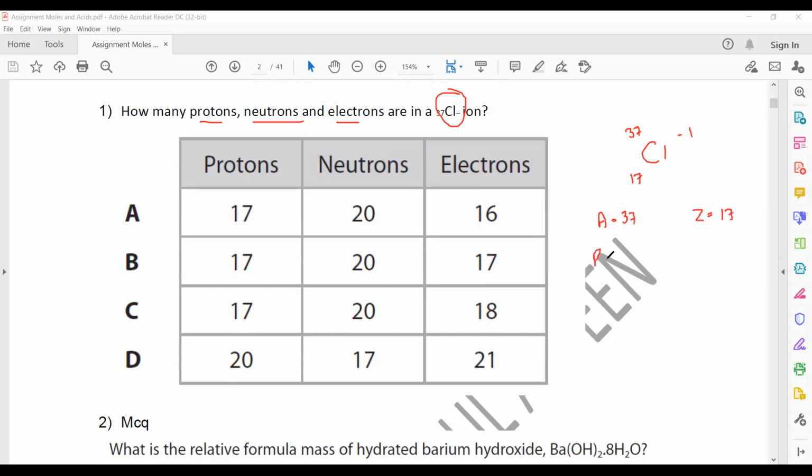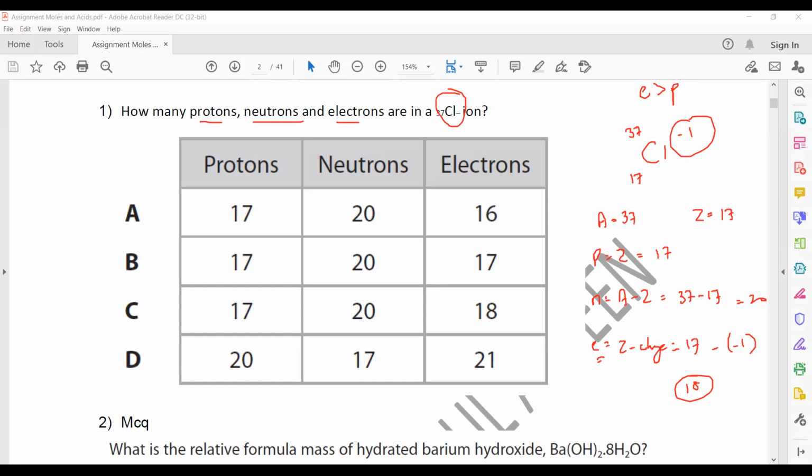To find the number of protons, that is given by Z, equal to 17. Neutrons, that is A minus Z, so 37 minus 17 equal to 20. And to get the electrons, that is Z minus the charge, so Z is 17 minus the charge, which is minus 1, so it is 18. And it is obvious because it's a negative charge, so it should have more electrons than protons, one extra electron than protons.